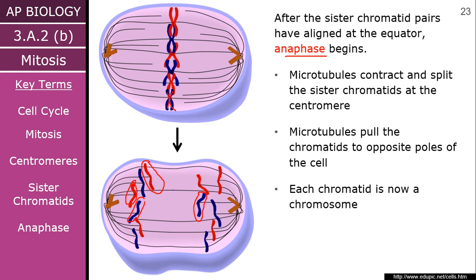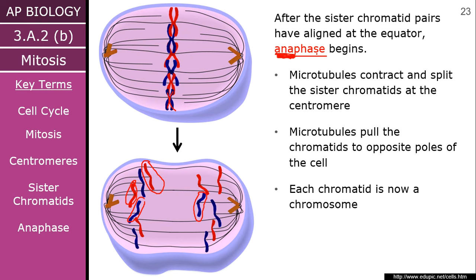The way I always remember that anaphase is when the chromosomes actually split apart is I just think of having like an ex-girlfriend named Anna, right? And we split up. Okay, so if that helps you remember, that's the mnemonic that I used in high school when I had to learn all this stuff.